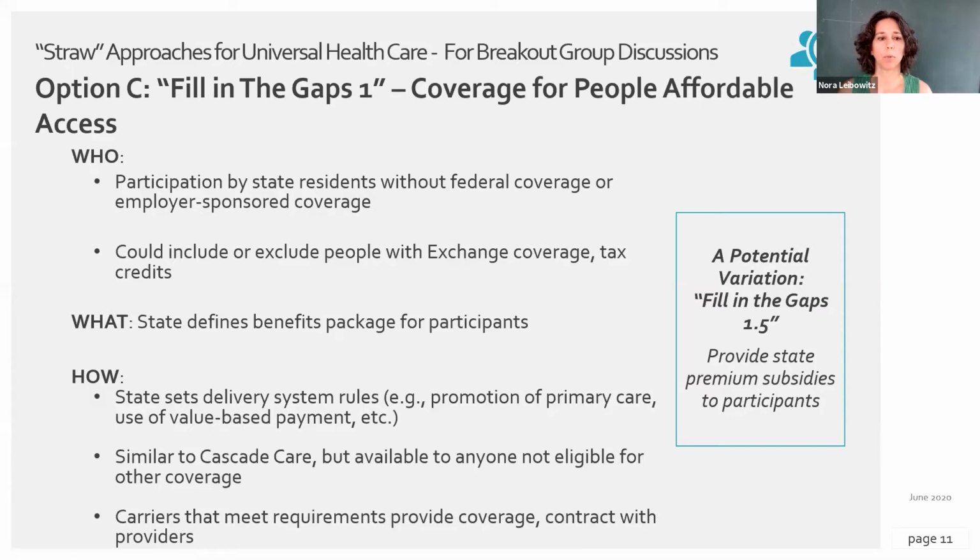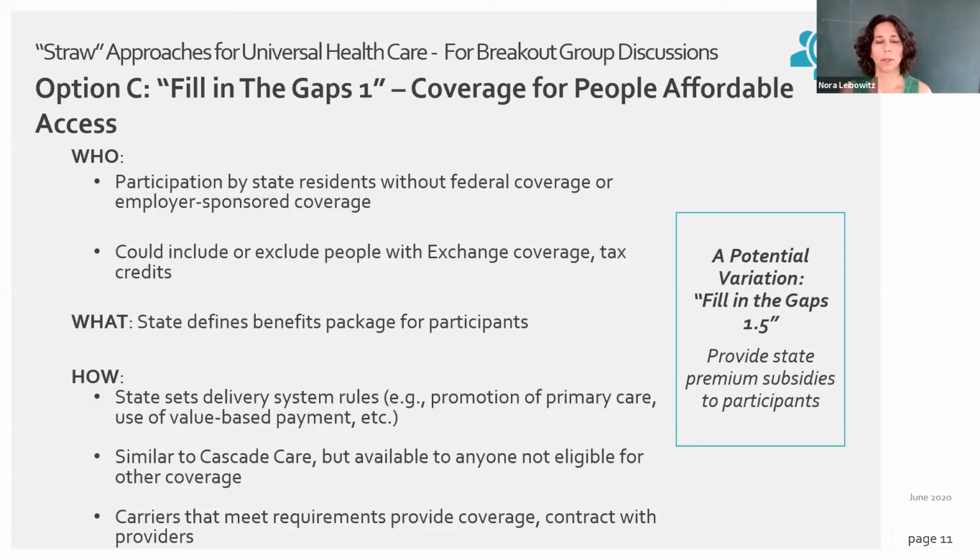So under this program, it would be people living in Washington who don't have federal coverage and don't have employer-sponsored coverage. So that's people who are buying on their own, people who are uninsured, and could include people who are buying through the exchange, particularly some folks who are using the exchange to get access to premium tax credits to be able to afford coverage.